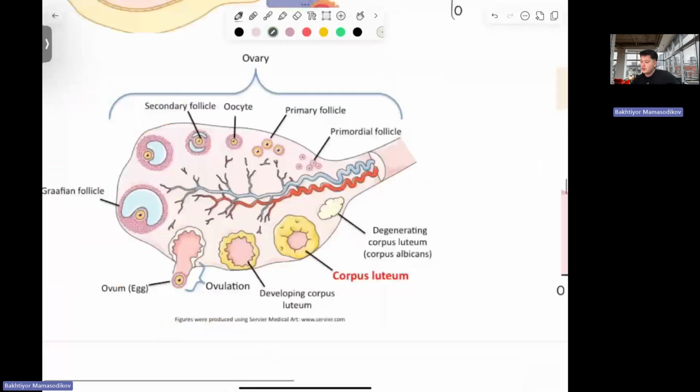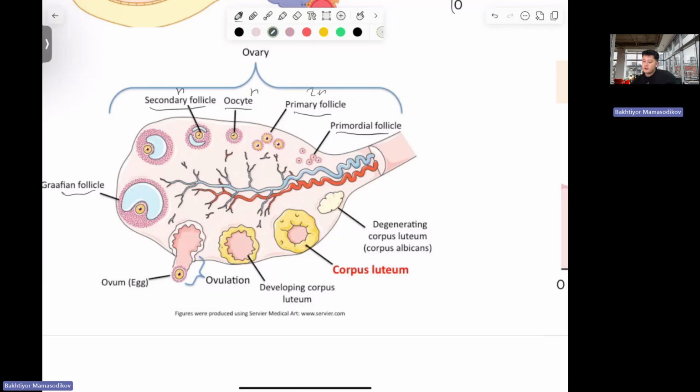As you can see here as well, this is the primordial follicle, the primary follicle, which is diploid in number. They're forming the oocytes, which are haploid in number. The secondary follicle is also haploid in number. They're forming the Graafian follicle, which is ready for ovulation. On day 14, the ovulation is happening, and they're leaving behind the corpus luteum. This is the corpus luteum, which secretes progesterone. And after day 21, actually 25, it starts to degrade. If fertilization didn't happen, it becomes the corpus albicans. Corpus albicans, it's important. I hope you understood this.